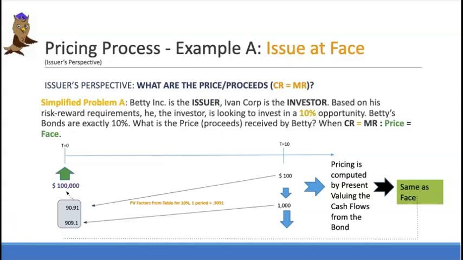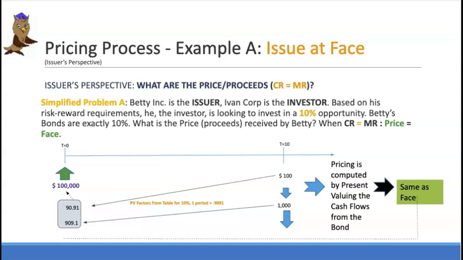At t equals 0, Betty promotes her bond to a number of potential investors. She needs to figure out if she needs to adjust her borrowing amount. This will depend on the total present value of the cash flows from her bond. The cash flows will be $100 interest, based on $1,000 face times 10%, at the end of t equals 1. And also the return of the face, the loan amount, of $1,000, also at t equals 1.